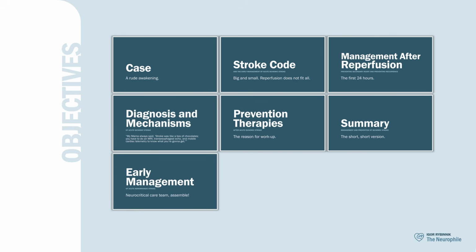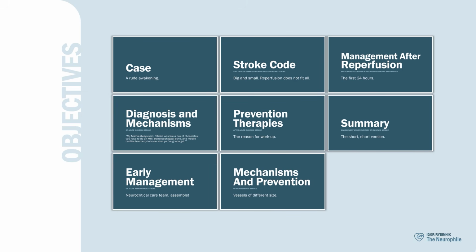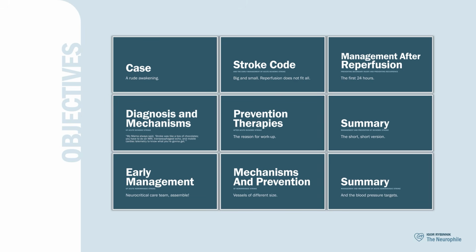We will then switch gears to imagine how the early management steps would have been different had our patient presented with acute hemorrhagic stroke, and review 6 major hemorrhage mechanisms and hemorrhage prevention strategies. The hemorrhagic stroke section will be followed by a brief summary, including a review of blood pressure goals in patients with acute stroke.